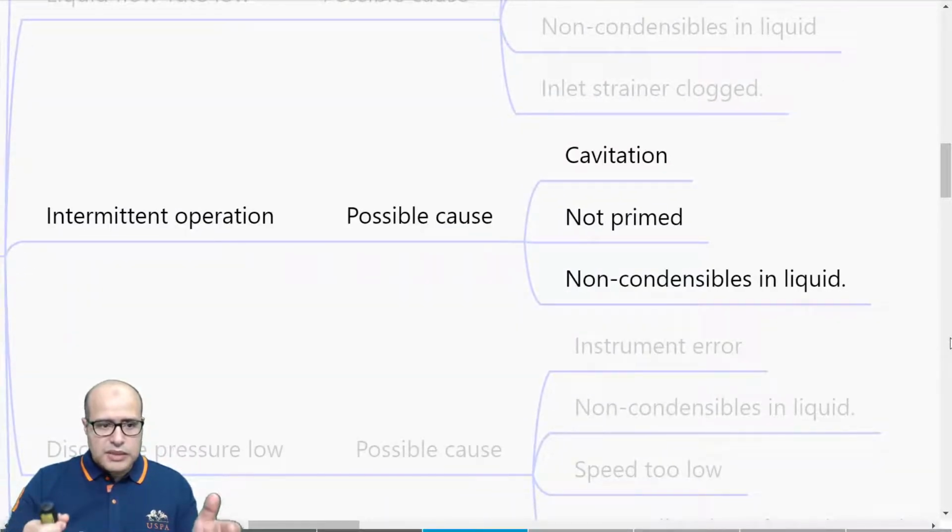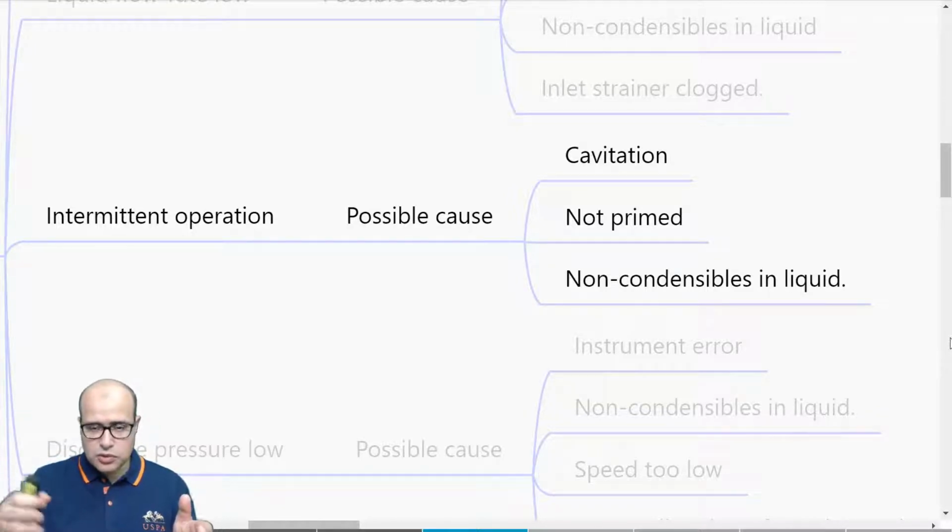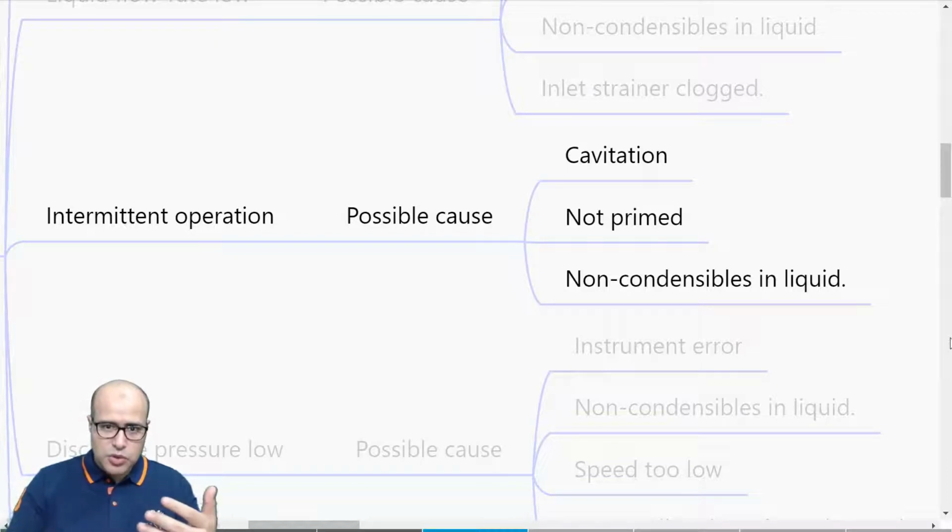The third thing could be intermittent operation. Maybe the pump is oscillating, the flow is oscillating, for one or two reasons. The possible cause could be, again, cavitation, which will cause this kind of oscillation in the flow. Maybe again the pump is not primed as we mentioned above, so we have to check the priming procedures. Maybe again some non-condensables are in the liquid, and the mix of the liquid with air or non-condensable gas, whatever it was, will also cause such intermittent operation.